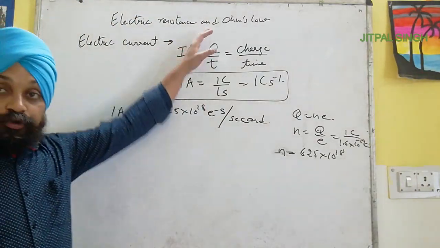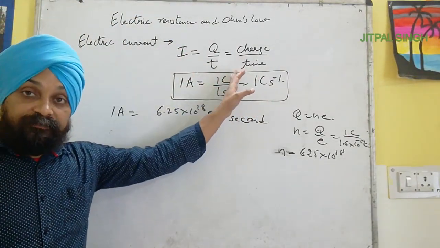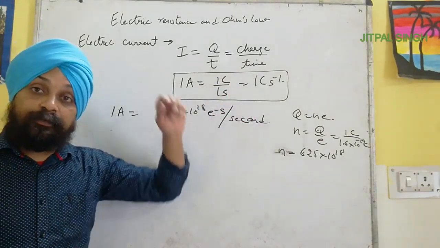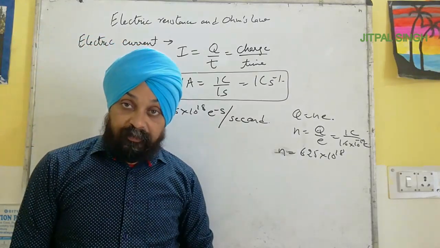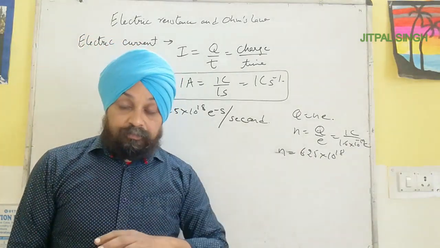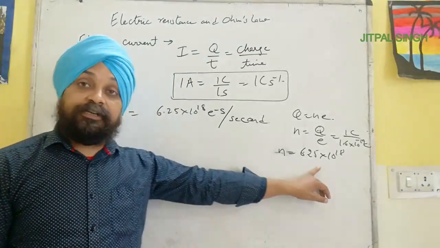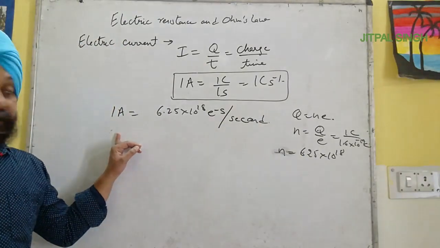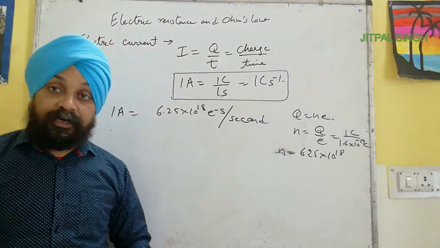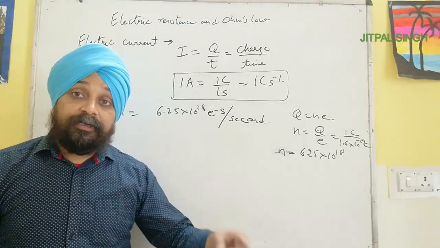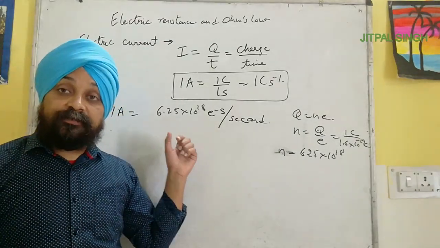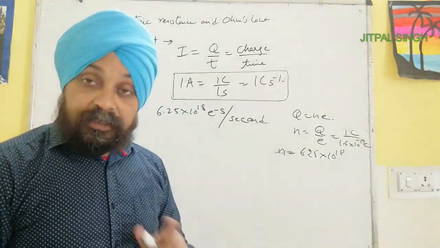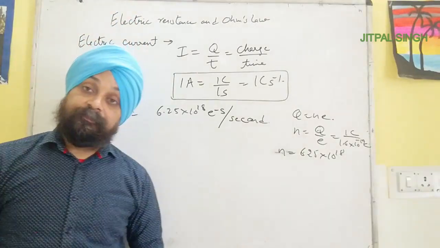In general, I equal to Q by T, charge upon time. If 1 coulomb charge flows in 1 second, the current is said to be 1 ampere. So 1 ampere equal to 1 C s^-1. Since 1 coulomb of charge is the combination of 6.25 into 10 to the power 18 electrons, therefore we can say that 1 ampere current is 6.25 into 10 to the power 18 electrons per second. When this much number of electrons flows in 1 second, the current is said to be 1 ampere. Now, current is a scalar quantity.